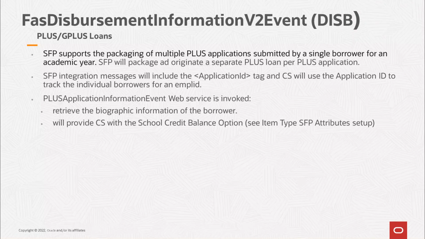The next couple of slides will review the processing of PLUS and G+ loans in the CS SFP integration. To support multiple PLUS applications per student, CS and SFP allow multiple PLUS fund codes to multiple item types. The PLUS disbursement message will include the PLUS fund code and an application ID. CS will use the application ID to track the individual borrowers for an EMPL ID. When CS consumes SFP's PLUS disbursement message, a web service is invoked to pull in the biographic information of the borrower and will also provide CS with the school credit balance option from the application.